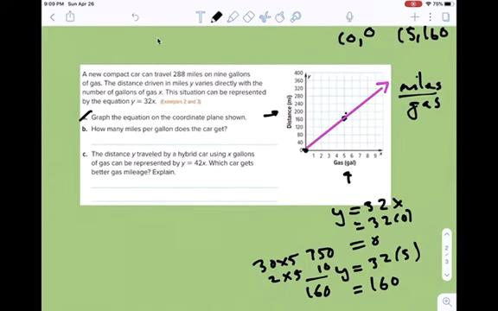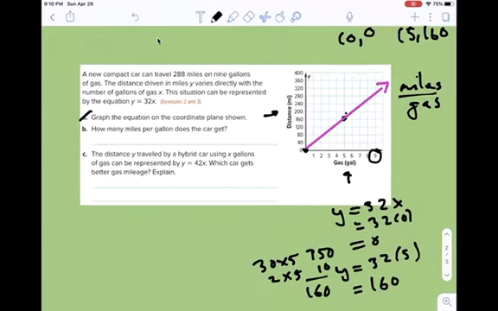So check, done. And this line will tell me that if I go up here and look at 9 gallons of gas, it's going to get me about maybe 300, something like that. And I'd be able to figure that out if I put it into the equation. So how many miles per gallon does the car get?